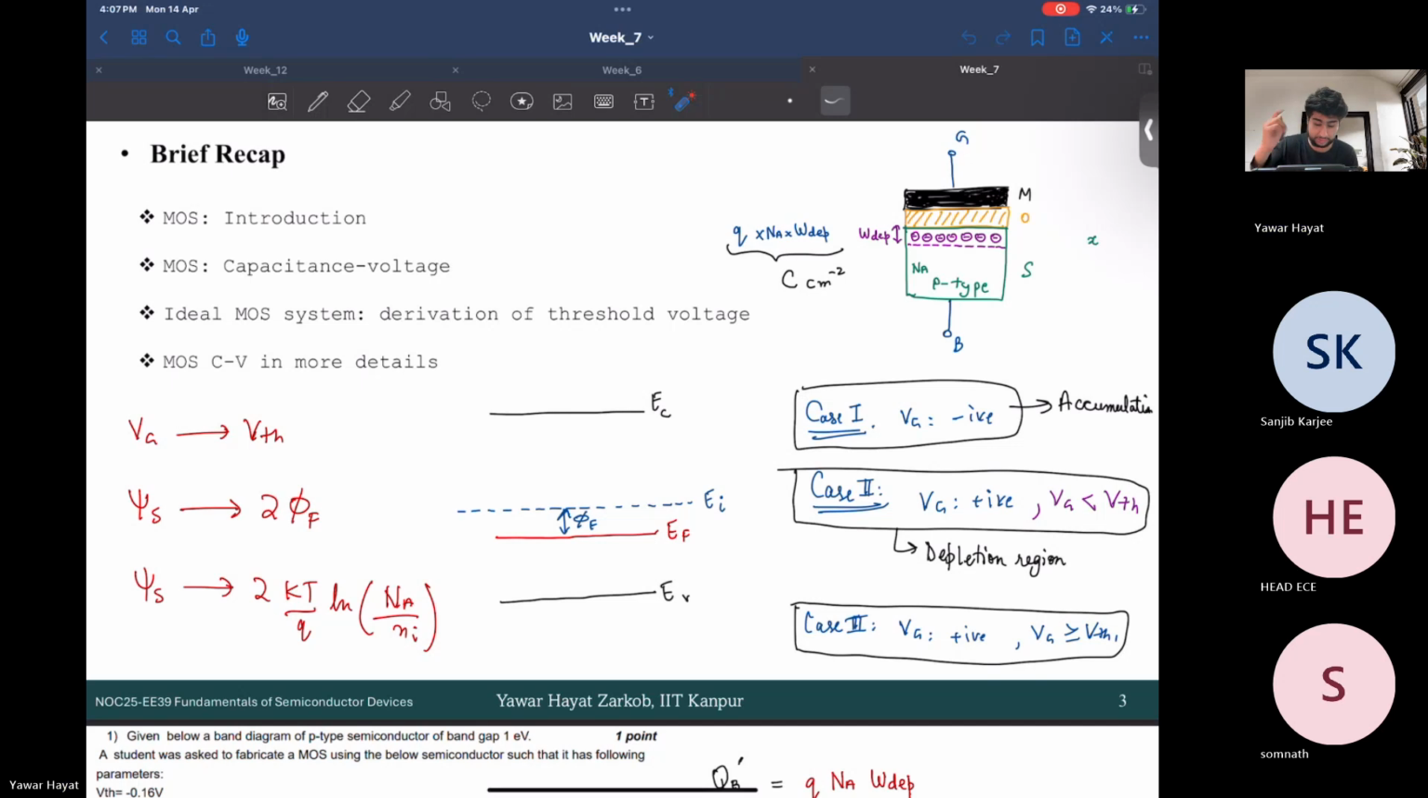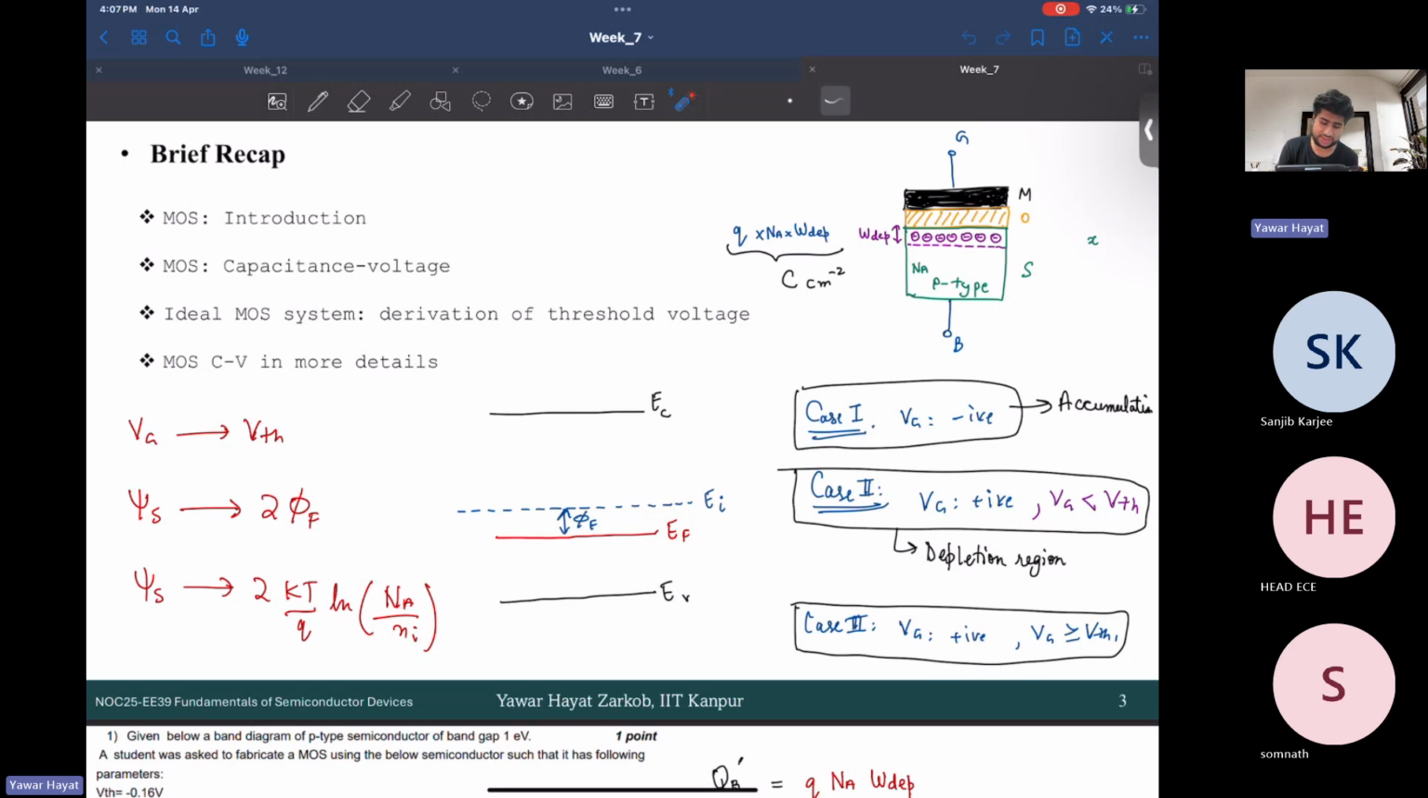Since it is the case of NMOS, it's P type. So where would the Fermi level be for a P type? It would be near the valence band, since it's P type. For P type, it would be near this, when you apply a sufficiently high voltage.